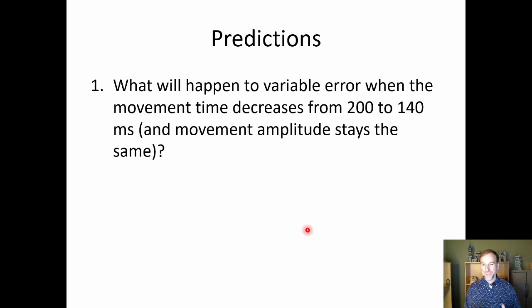Should be harder. If you have to move the same distance but faster, it's going to be harder. And if it's harder, your variable error should get larger. So if you're a little confused thinking directly about variable error, maybe start with thinking, okay, is that task easier or harder? And if it's harder, variable error gets bigger. If it's easier, variable error gets smaller.